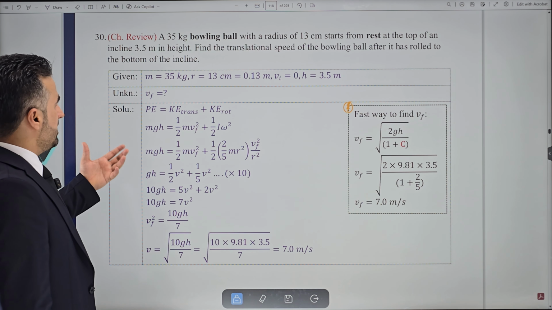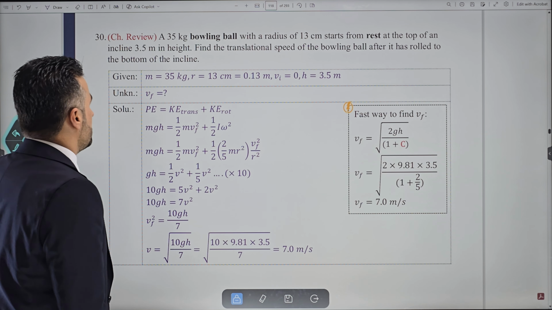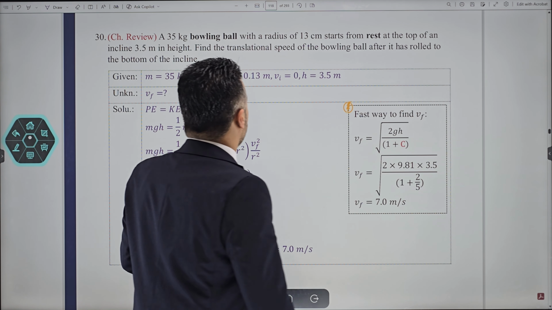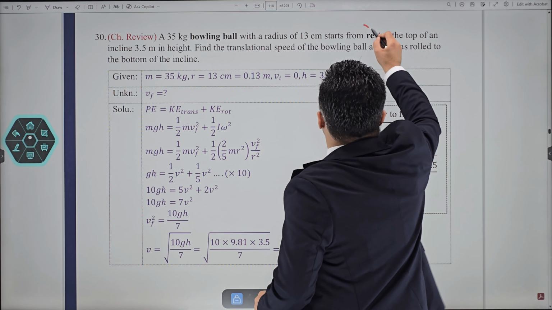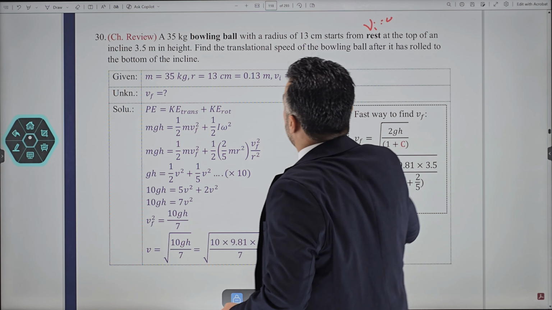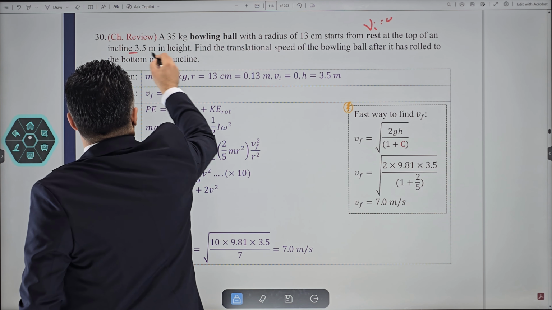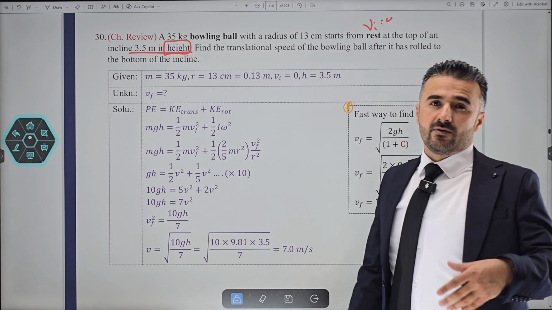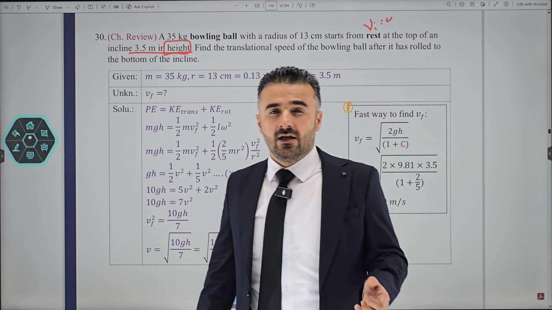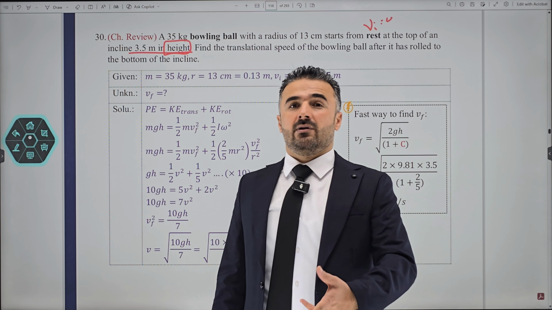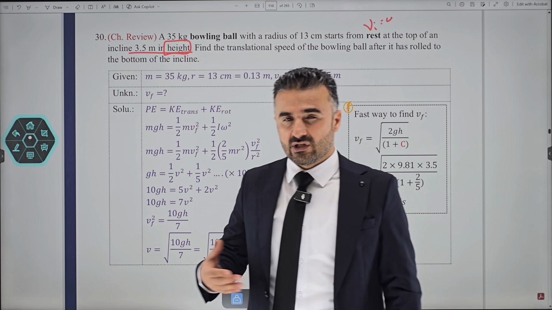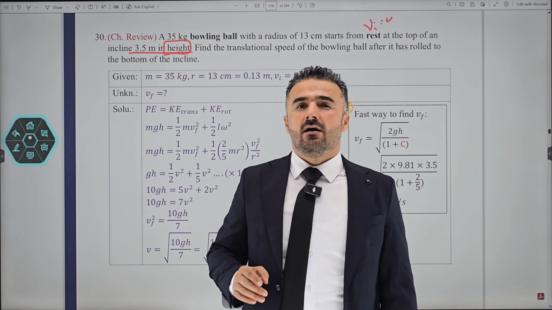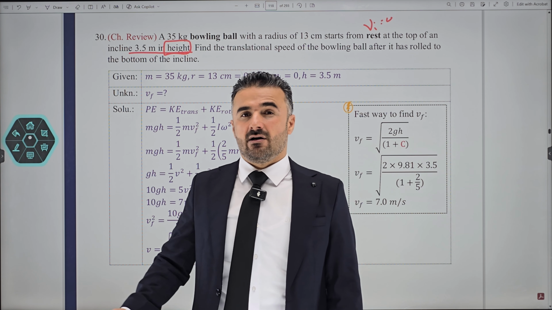I have a suggestion for you, perhaps maybe after this. It's a 30-kilogram bowling ball with a radius of this much, starts from rest, so V initial is 0, at the top of an incline which is 3.5 meter high. Always check if the height is given, if not. And then there is another thing just to help you double check. When angles are given, always double check the numbers that are given, because angles given could be an indication that the height is not given.